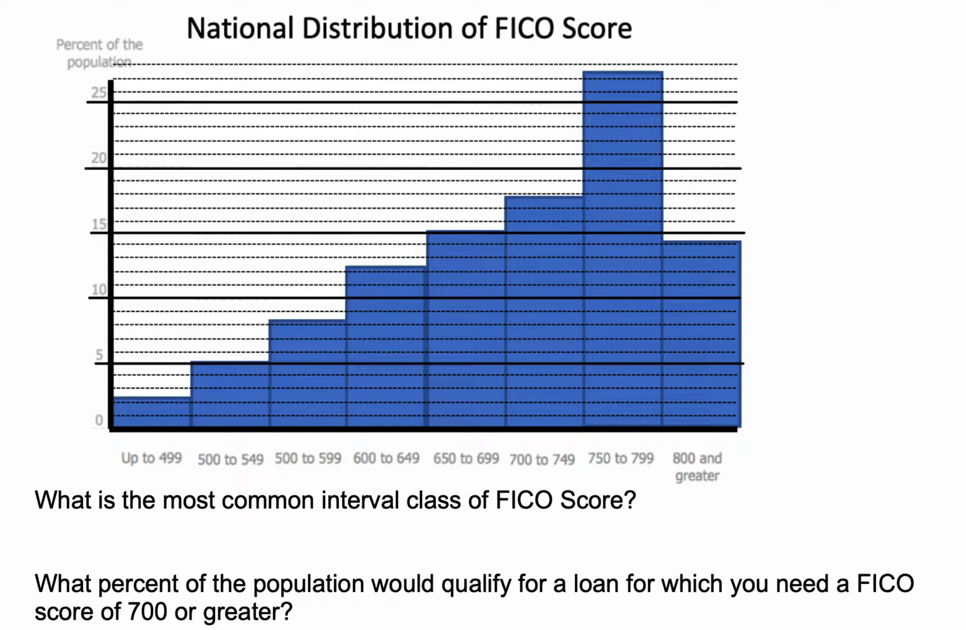So looking at this, along the x-axis is the FICO score. We've got the numbers between 500 and 549, between 550 and 599, 600 to 649, 650 to 699, all the way up.